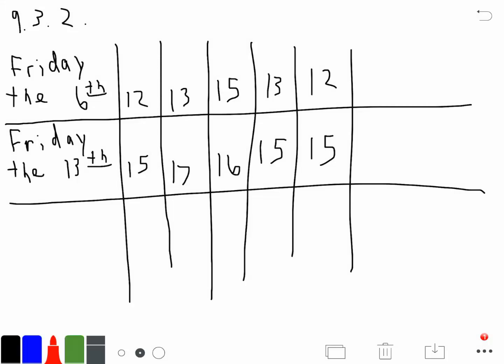Hello class, today we'll be learning how to construct a confidence interval to determine if there is a difference between matched pairs. To do that, we'll be looking at section 9.3 number 2.